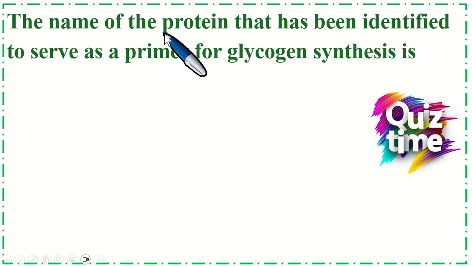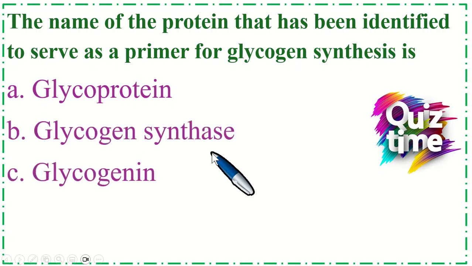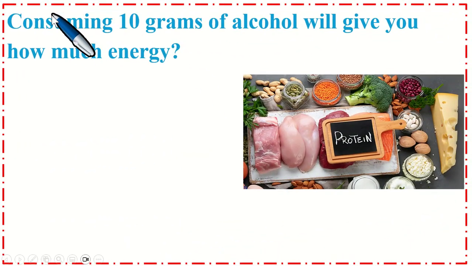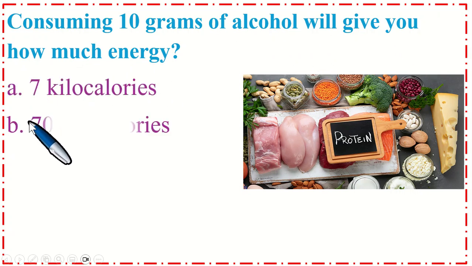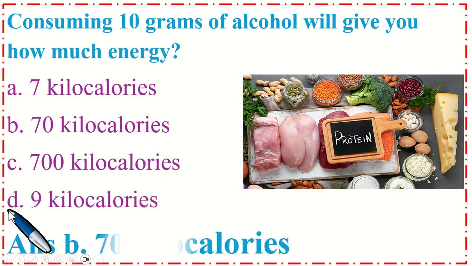The name of the protein that has been identified to serve as a primer for glycogen synthesis is... Correct answer is C. Glycogenin. Consuming 10 grams of alcohol will give you how much energy? Correct option is B. 70 calories.